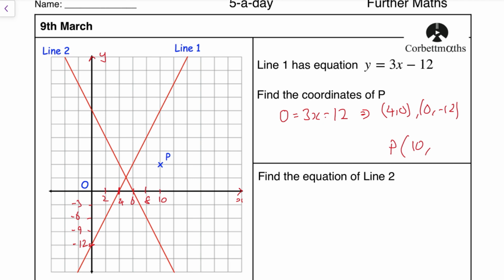But of course I don't really care about that. What I do care about is this is 3 and this is 6. So it took me a while to get there, but point P is the point (10, 6). What a clever little question.